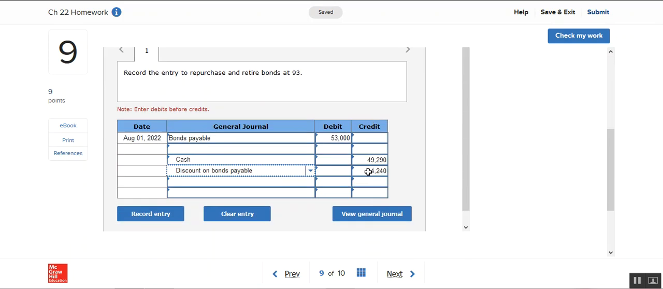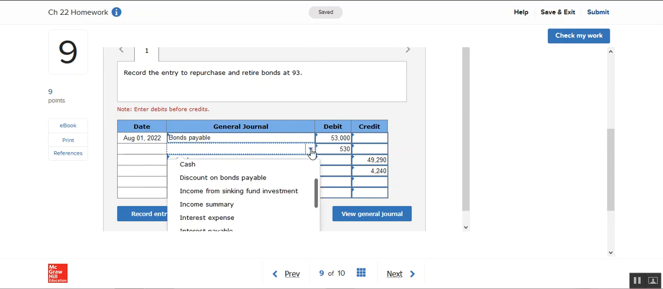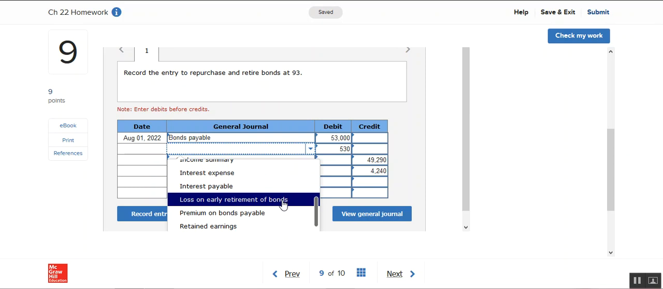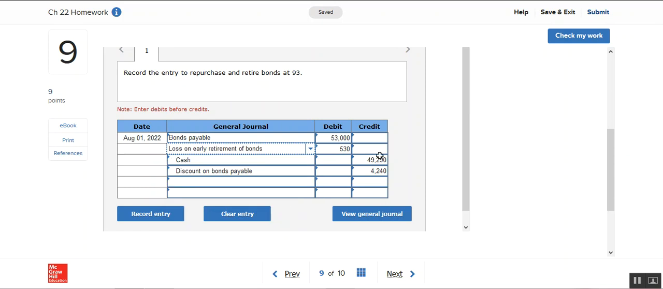All right, so now let's see. We have debits of $53,000 and credits of $49,290 and $4,240, which gives us credits of $53,530. So we're out of balance. We've got $53,530 over here and $53,000 over here. So we need $530 in the debits to bring us into balance. Since it's a debit, we should know that's a loss: loss on early retirement of bonds. If it was a credit, it would be a gain on early retirement of bonds.